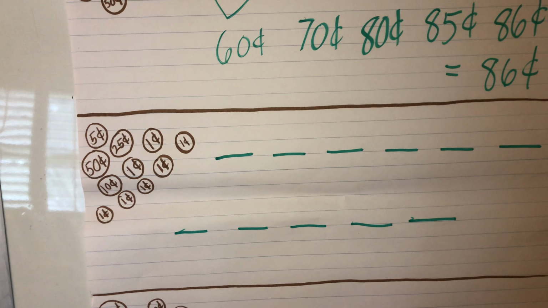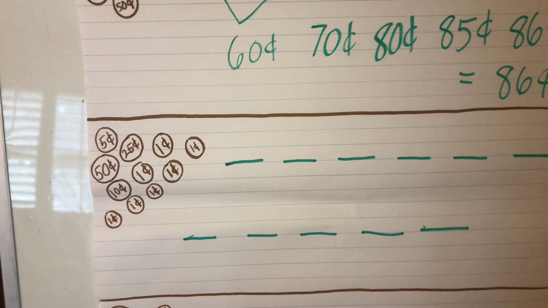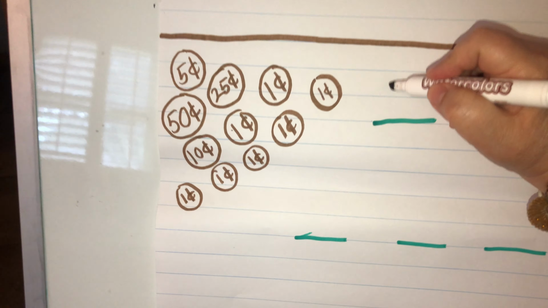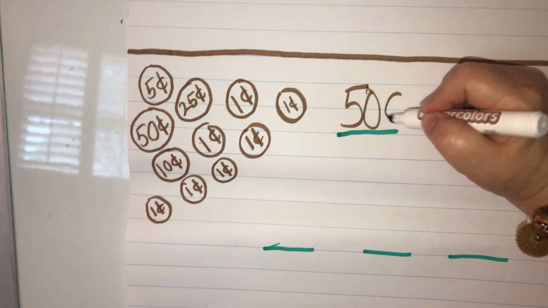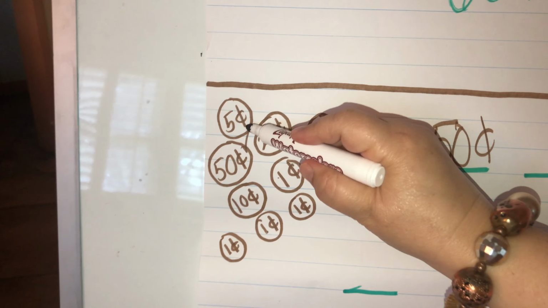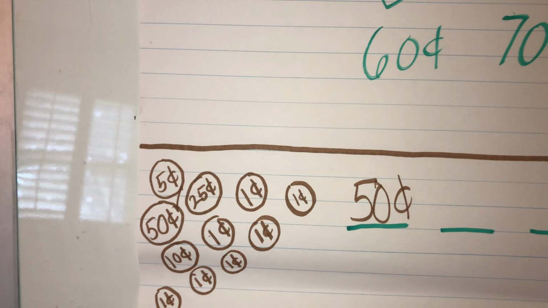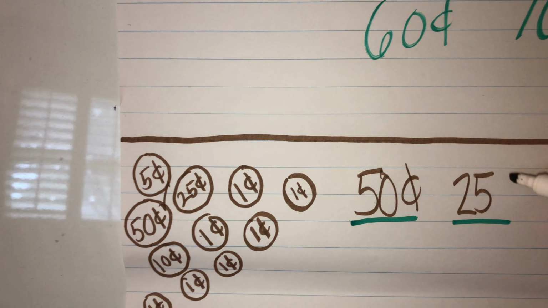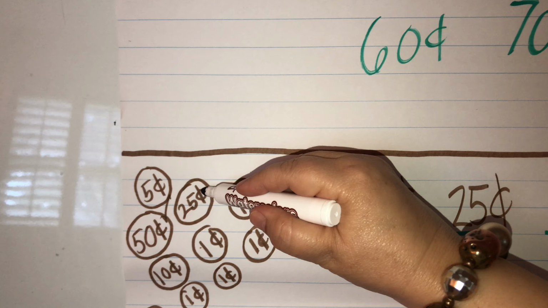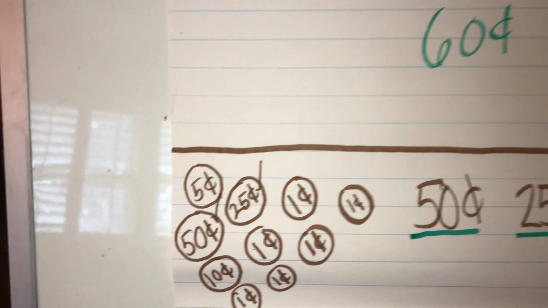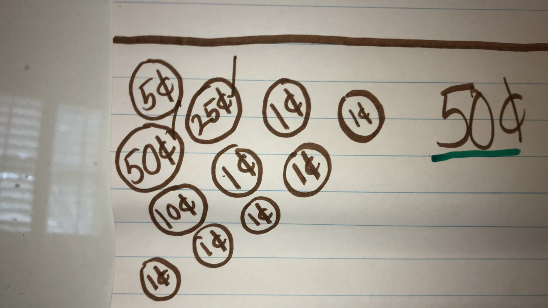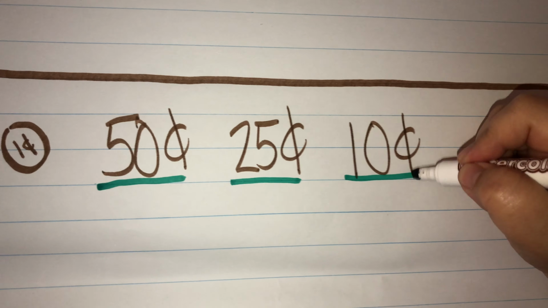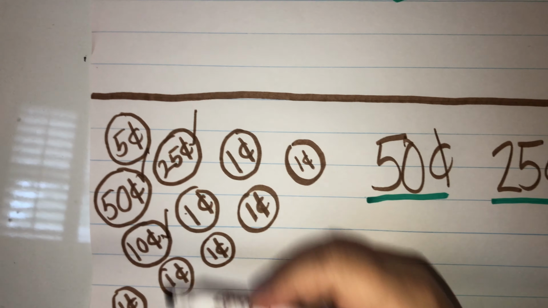So, if I look at them carefully, I see that I have a 50-cent piece. So that is what I'm going to write on my first line because that one has the greatest value. I then see a quarter. So that is what I will write next. And if I look at the rest, I see 1 dime. So that is what I will write next.